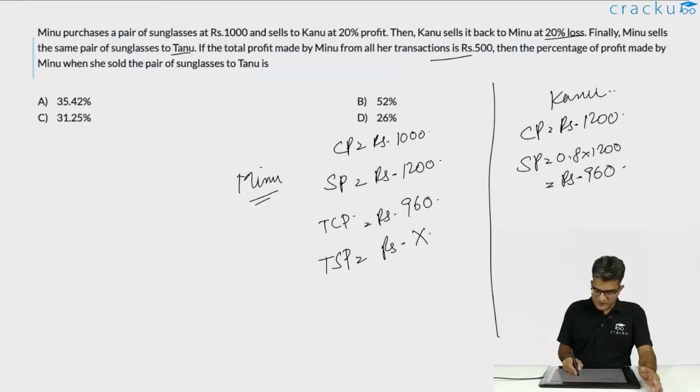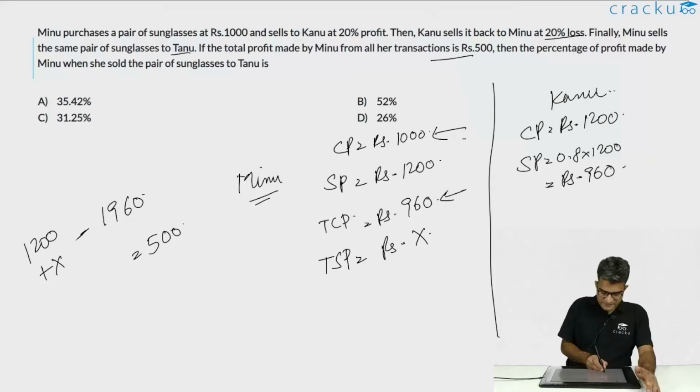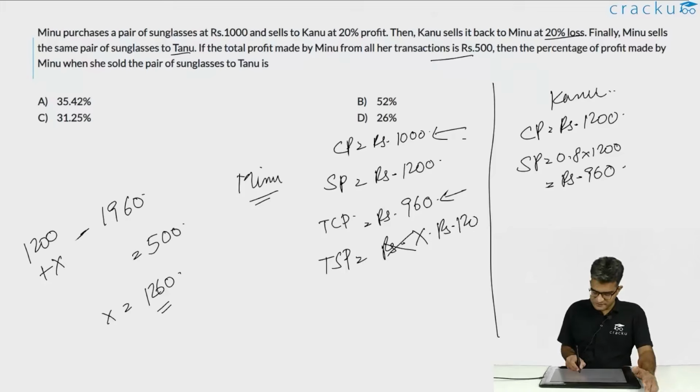And the total profit made by Minu from all her transactions is 500. In the two transactions, what is the total cost price? The total cost price is 1000 plus 960, which is 1960, and the total selling price is 1200 plus X. So 1200 plus X minus 1960 is equal to 500, or the value of X is 1260. So basically the price at which she sold it the second time is rupees 1260.